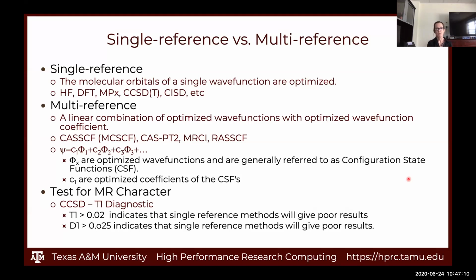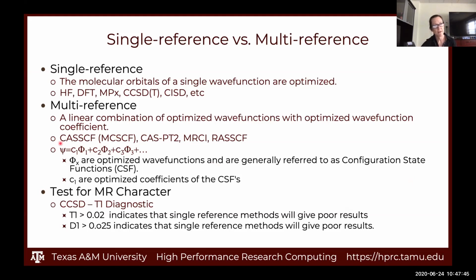I did mention that first order transition metals tend to have a lot of multi-reference character. Multi-reference character is just where you have low-lying excited states. If you have low-lying excited states, that usually means that your overall wave function needs a linear combination of optimized wave functions to get good results. So it's not a single ground state wave function. The ground state, to get accurate results, needs to be a linear combination of optimized wave functions. And that's where multi-reference calculations come in.